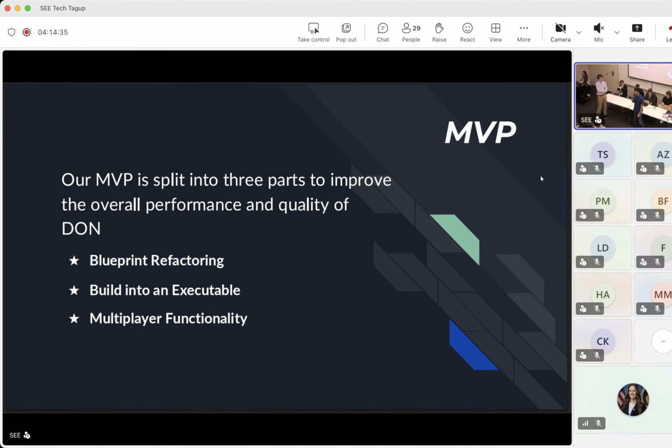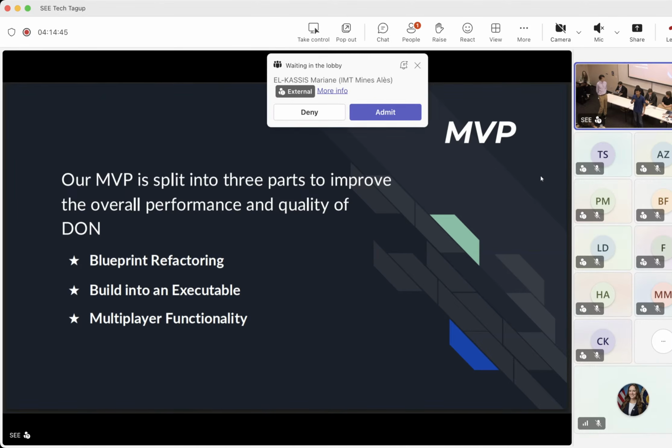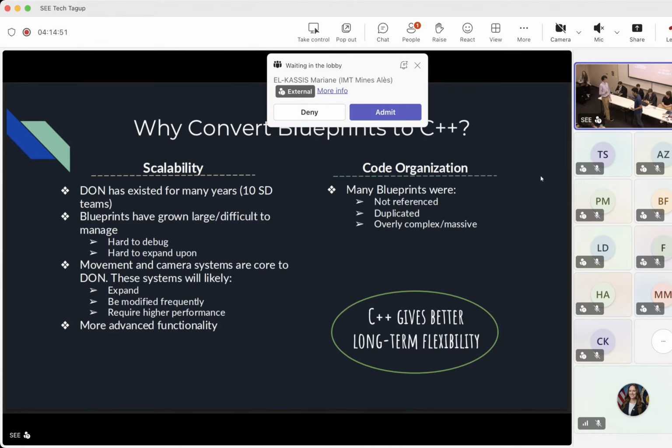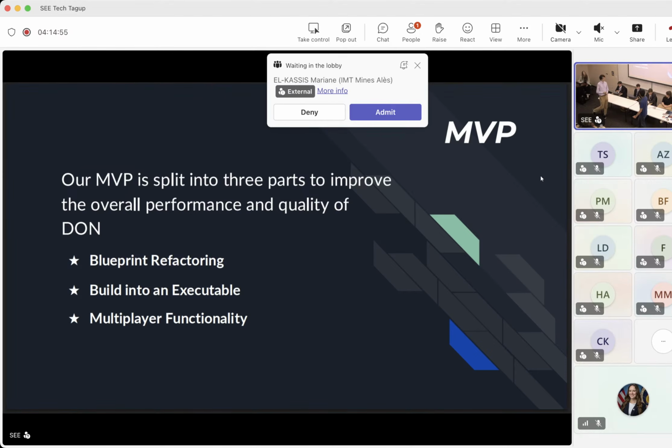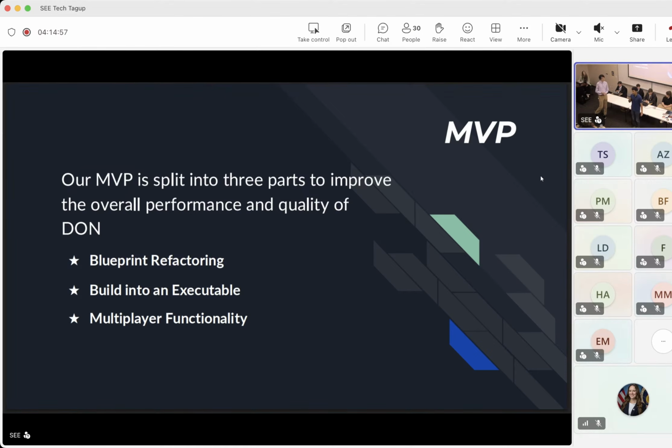Next slide, please. We worked on a few MVPs, and what motivated these MVPs is that we want to make Dawn more easily usable by users, as well as make Dawn much easier to work on for future teams, and also make Dawn a little bit more collaborative. So our 3 MVPs are blueprint refactoring, building it to an executable, and then implementing multiplayer functionality.